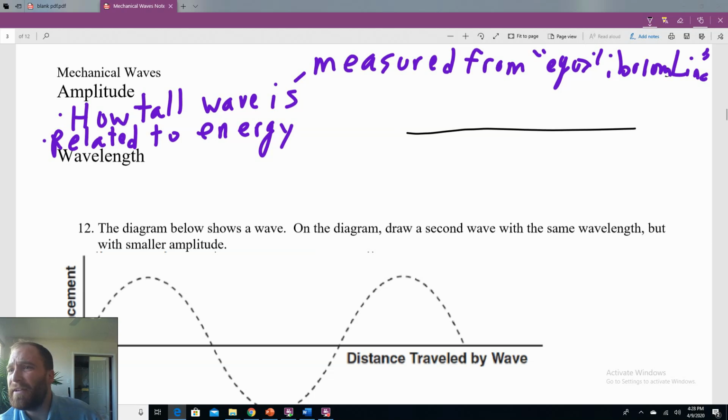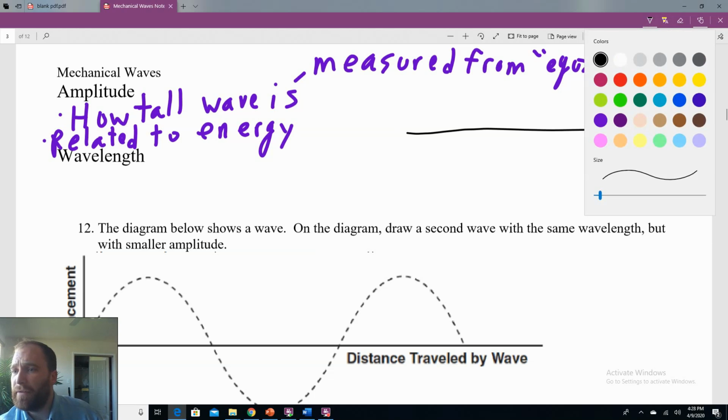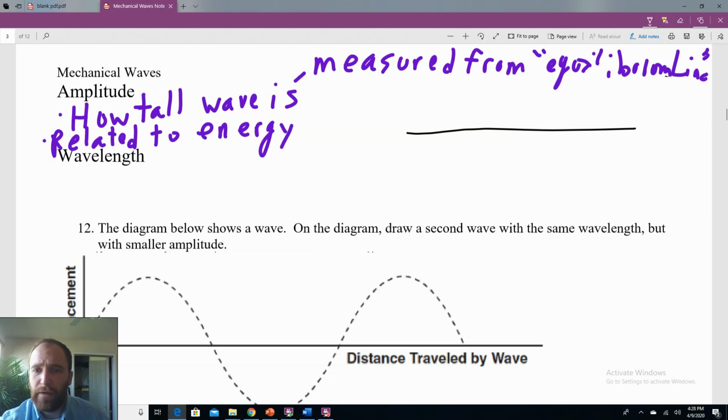So I'm going to draw that in here. Let's change colors. So let's start here, and we go up, we go down, we're back to where we started, we go up, we go down, we're back to where we started. And that's good enough for us. So what I drew is two complete waves. Two full wave cycles.